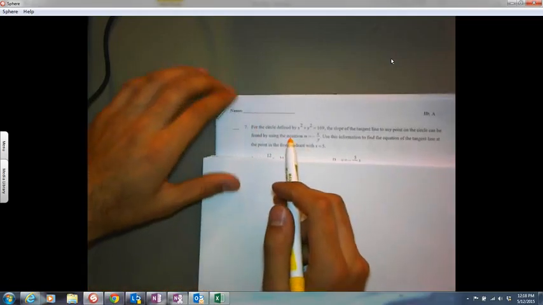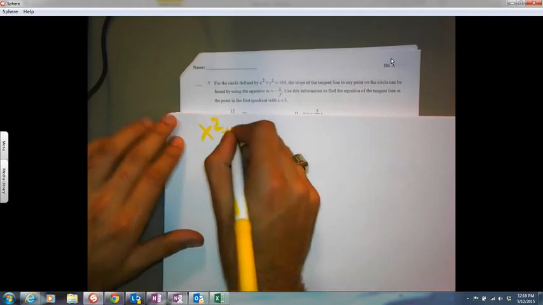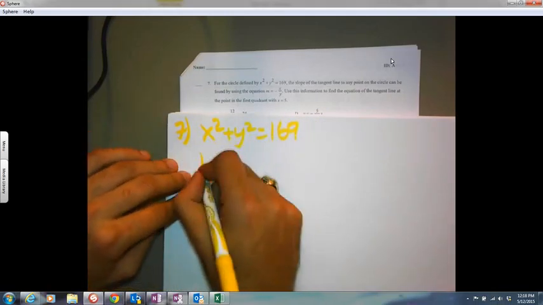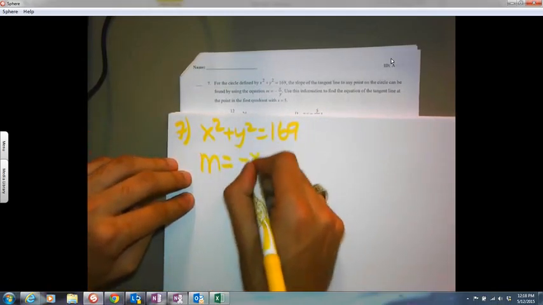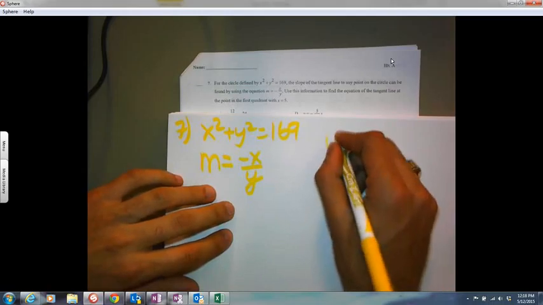So let me go through that now. For the circle defined by x squared plus y squared equals 169, number 7, the slope of the tangent line, m, is negative x over y. Use this information to find the equation of the tangent line.